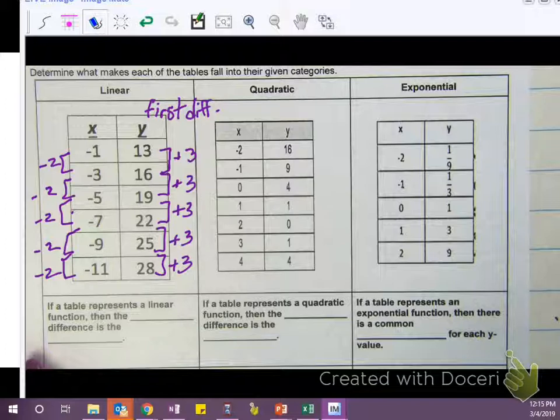If a table represents a linear function, then the first difference is constant. I don't know why the word "the" is there. The first difference is constant.